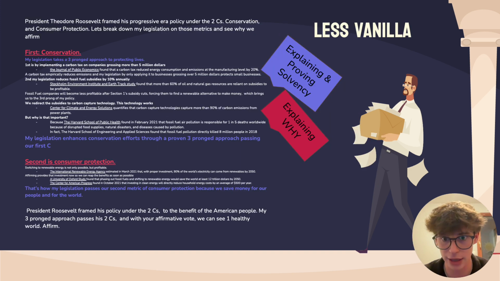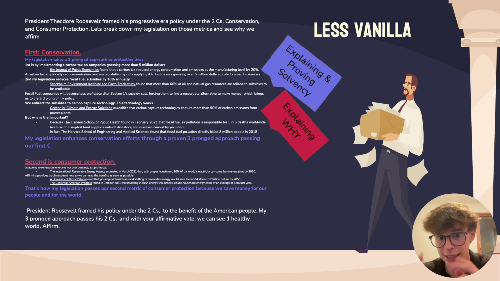Here's a different sort of style. This is less vanilla. I used President Theodore Roosevelt framed as progressive era policy under the 2 C's, conservation and consumer protection. I'm using conservation and consumer protection because I'm setting 2 metrics for the judges, or for the rest of the round to be built upon, right? I predicted conservation and economics and money. This was a carbon tax bill, so I knew people were going to talk about the impact on poverty and low-income Americans, etc. And so I set those 2 points. I framed the debate around those 2 points, conservation and consumer protection.